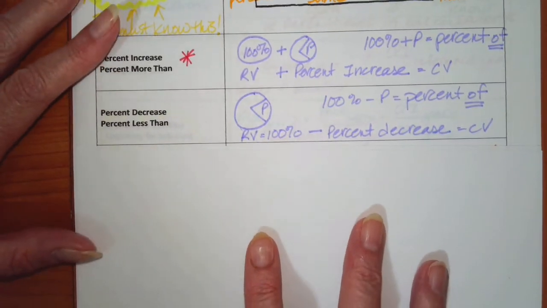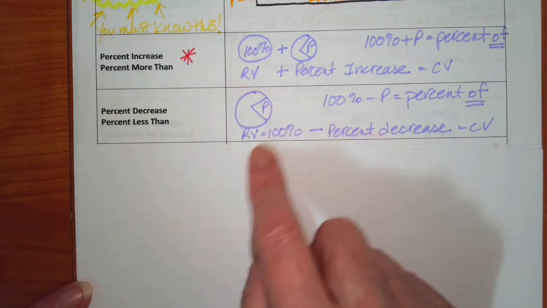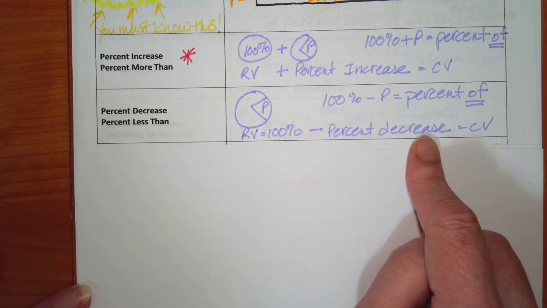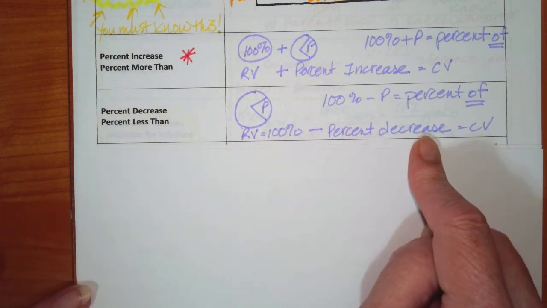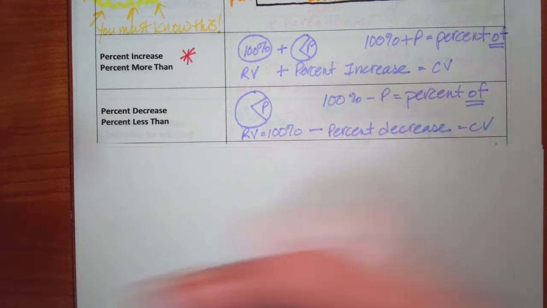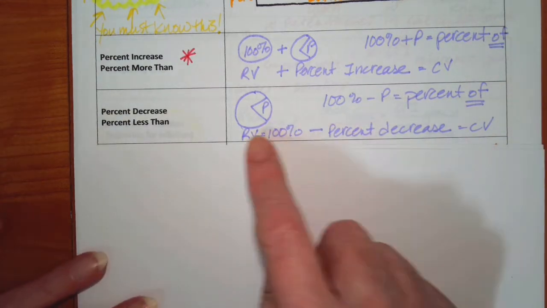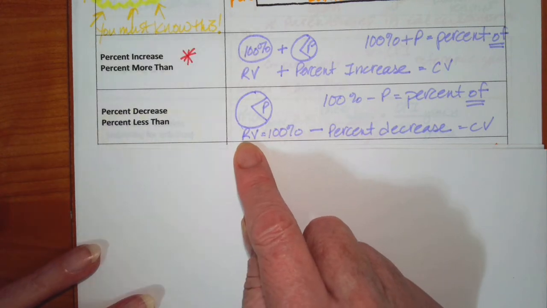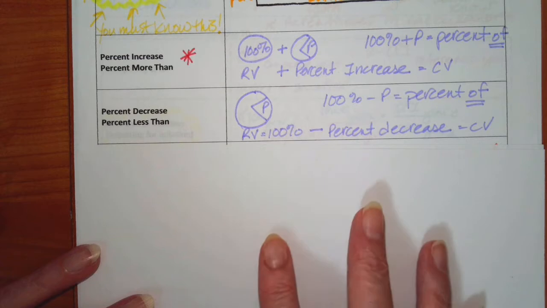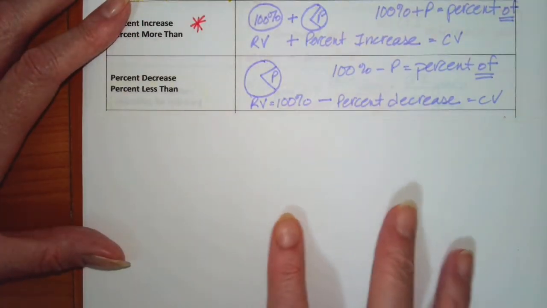If you're dealing with a percent decrease, you're going to start off with your reference value as 100%, and then you're taking away the percent of decrease. So if you've got an item that is $800 and it is on sale 10% off, the reference value is the original cost minus the 10%, so it would be 90% of, and that is the compared value.